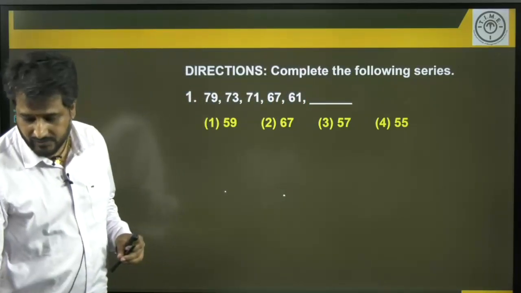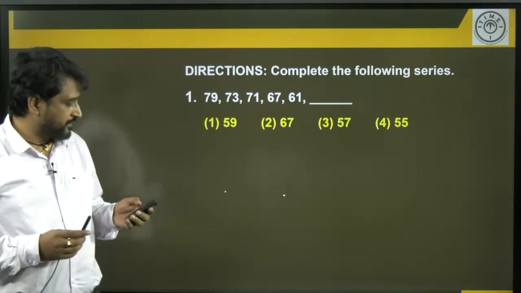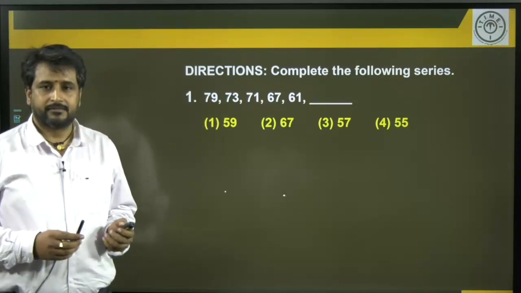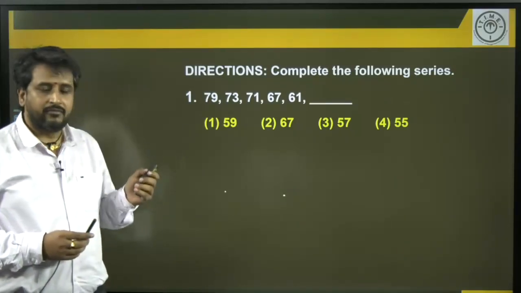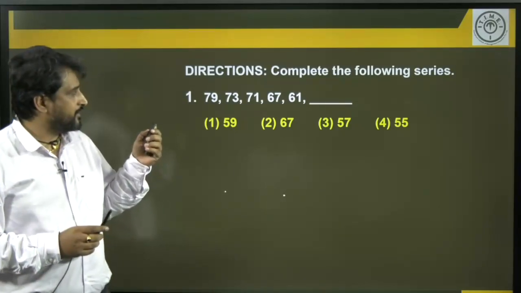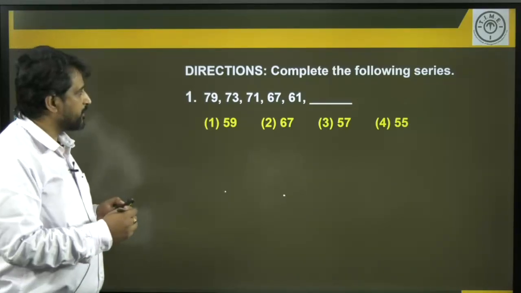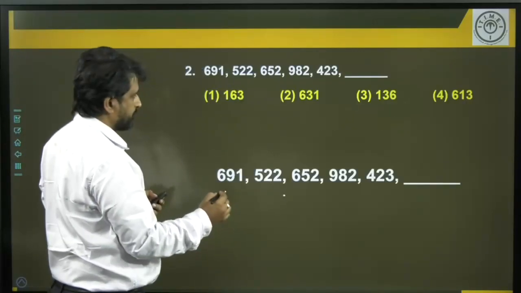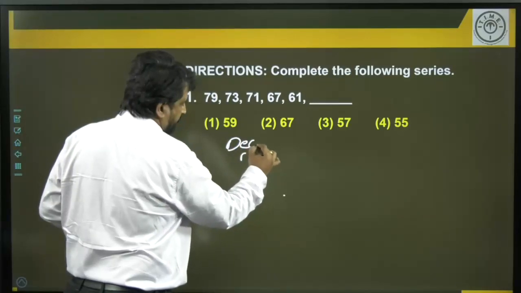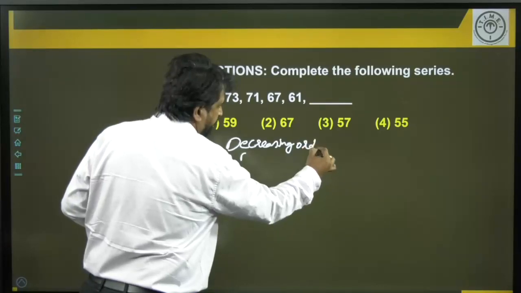Right. So, first question is on your screen. 79, 73, 71, 67, 61. Can you recognize these numbers? These numbers are very important as far as the ICET exam is concerned. 79, 73, 71, 67, 61, these numbers are prime numbers. But prime numbers are given in decreasing order. Prime numbers are given in decreasing order.